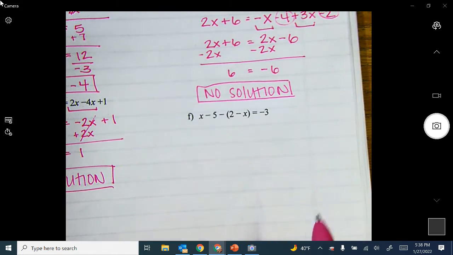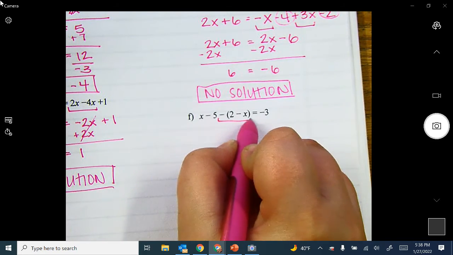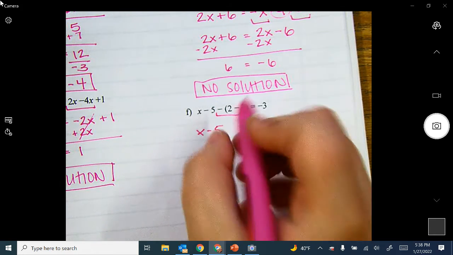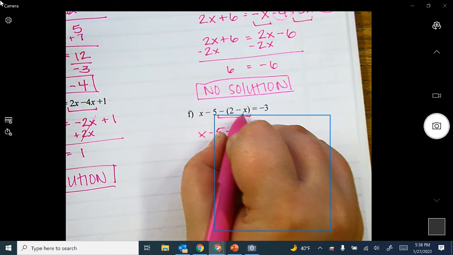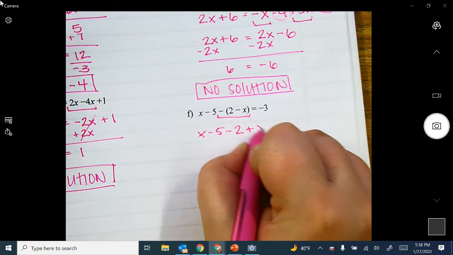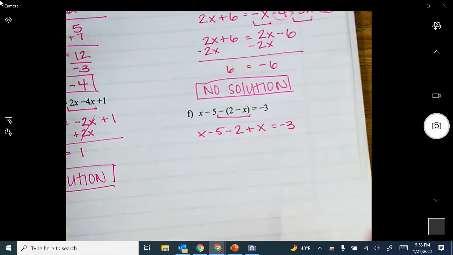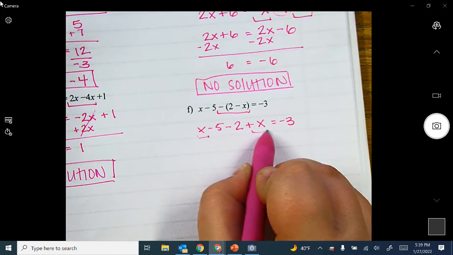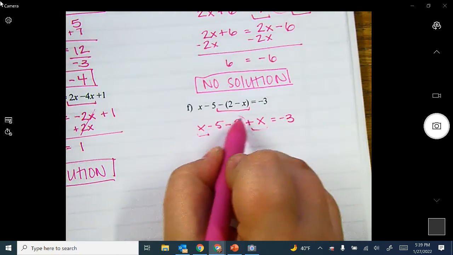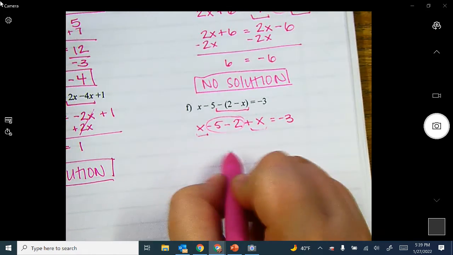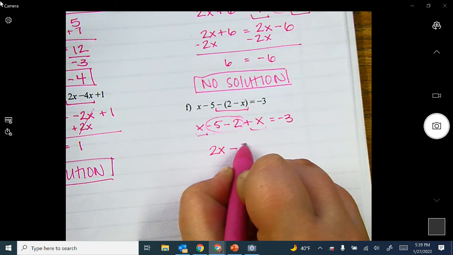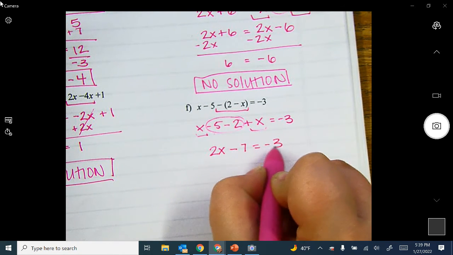Okay, now down here, I've got some flipping to do. So I still have x minus 5. This 2 is currently positive, so it's going to be negative, and then that will turn to a plus x is equal to negative 3. Okay, so I'm going to do some combining over here of my x's and my negative 5 minus 2. Okay, so I have 2x, and then negative 5 minus 2 is negative 7, and that's equal to negative 3.